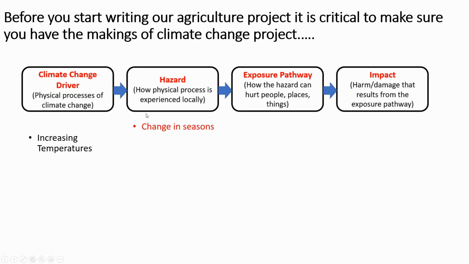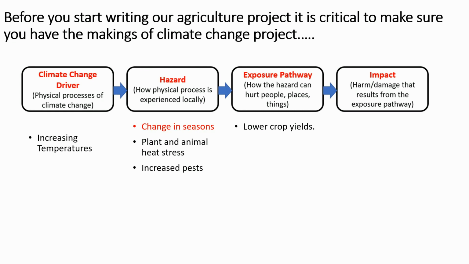And then our hazard is a change in seasons, plant and animal heat stress. These things are happening because of increasing temperatures and increased pests. So when the temperature goes up, it's more welcoming to certain pests that affect our important agricultural products. And so then what happens? We look at our exposure pathway. How do those hazards affect people? How can they harm people, places, and things?